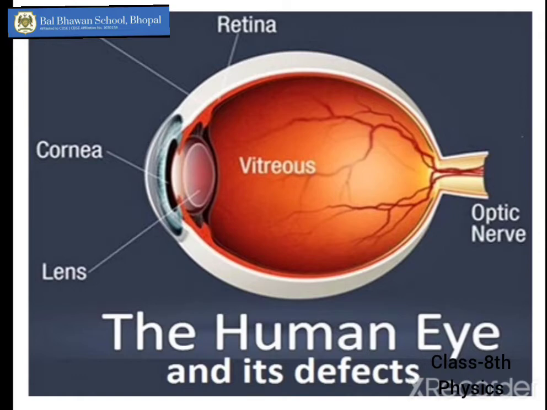That means the ciliary muscles are not able to contract and relax properly and not able to change the focal length of the lens. Then the proper images are not obtained on the retina, right? Whether the nearby objects appear blurred, or the far off objects appear blurred, or both appear blurred to us. What are these defects? How can they be cured? This we will learn in today's class.